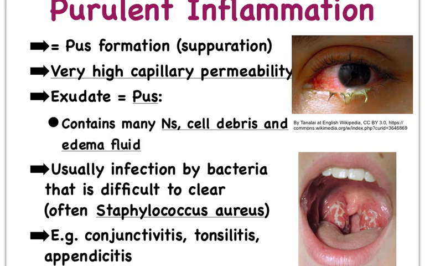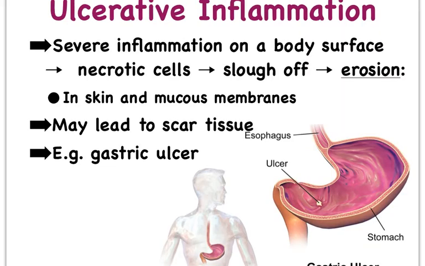So it's a much thicker type of exudate, as you can see here in this form of conjunctivitis, or here in tonsillitis. We may also see this when the pancreas is inflamed. Often the bacterium that is at fault here, like in conjunctivitis or in this tonsillitis, is S. aureus or Staphylococcus aureus.